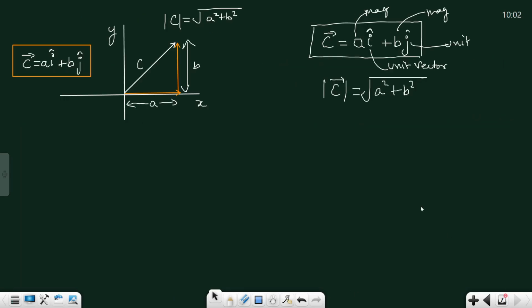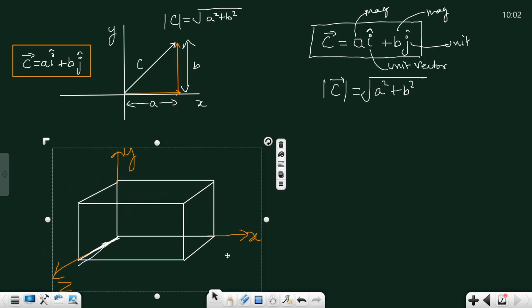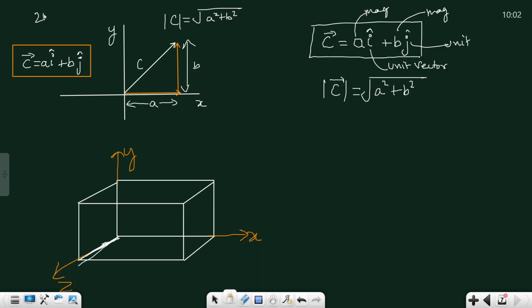Now we will take this example with the help of a cube. That was only a 2D vector, because it had only x and y direction. But if we take the example of a 3D vector, it will have x as well as z direction. Clear? So this is the x direction, this is y direction, and this is z direction.